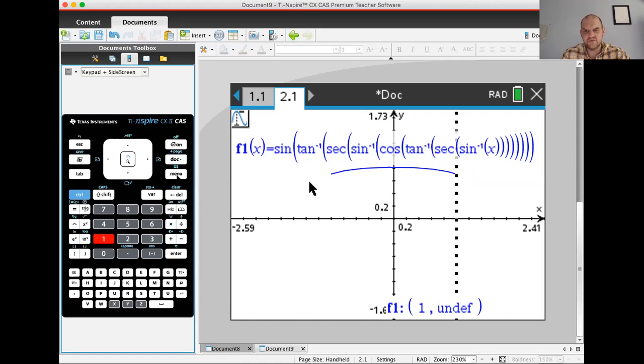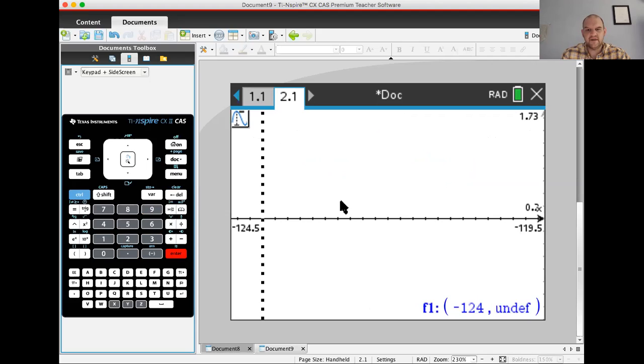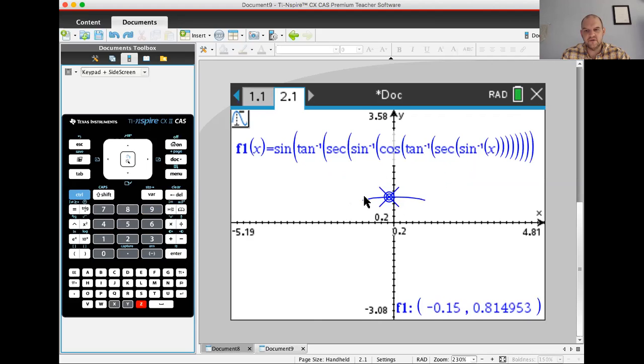-1 should also be undefined. Let me do it. Oh my God, I don't know what has happened. Okay, -1 should be undefined. How about -0.9999? Why do you not work anymore? Okay, so it kind of worked. Anyway, the domain is definitely, for some reason, -1 to 1, not including -1 and 1.